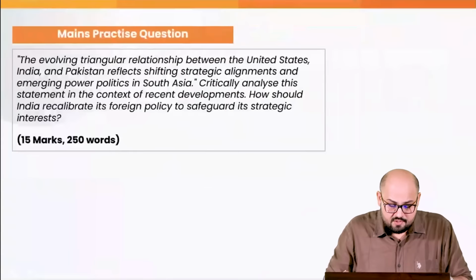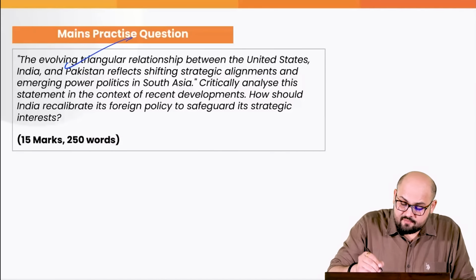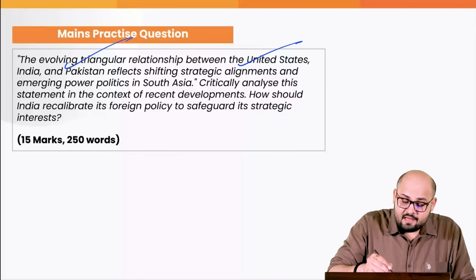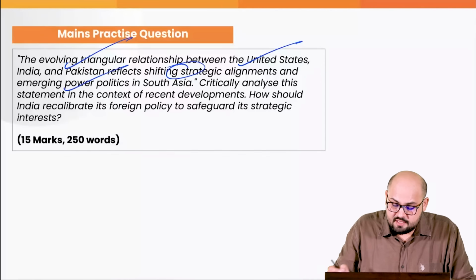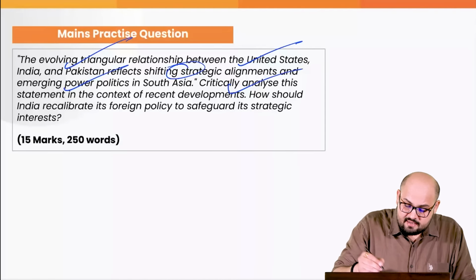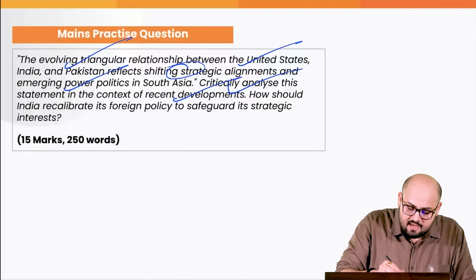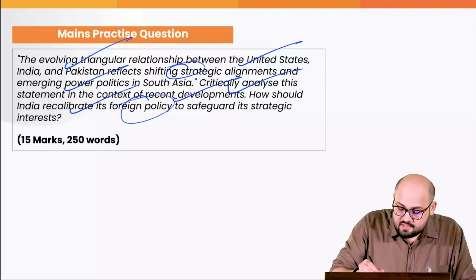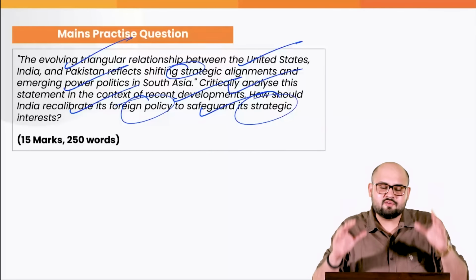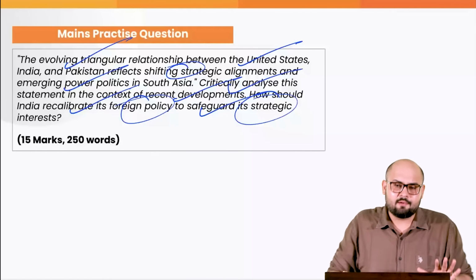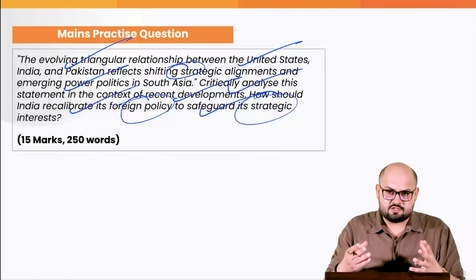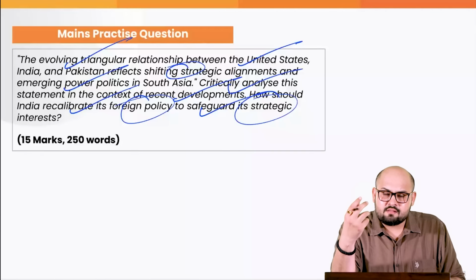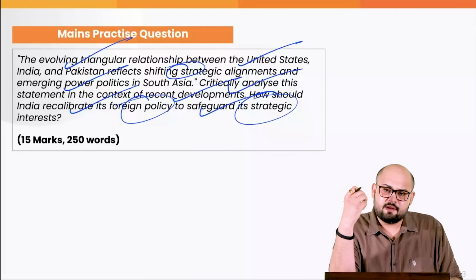Let's have a Mains practice question. It says: the evolving triangular relationship between the United States, India and Pakistan reflects shifting strategic alignments and emerging power politics in South Asia. Critically analyze this statement in the context of recent developments. How should India recalibrate its foreign policy to safeguard its strategic interests? 15 marks, 250 words. Do write an answer to this question and use the content discussed so that you can write a good answer justifying all the aspects of the question.